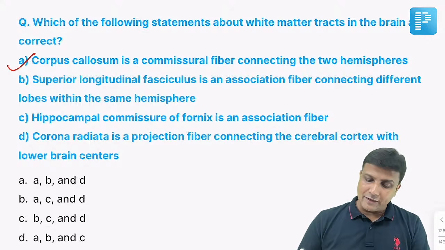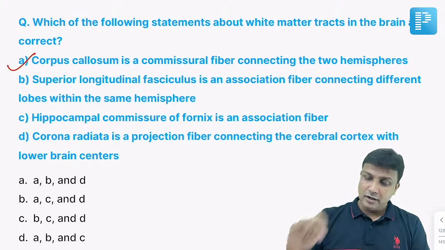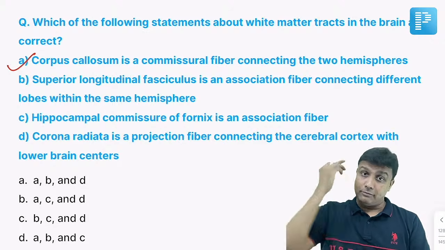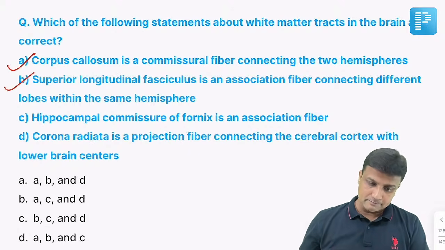Superior longitudinal fasciculus is an association fiber. Yes, it is an association fiber. It is connecting different lobes, the frontal lobe with the occipital lobe. Of course, different lobes within the same hemisphere. This is also correct. Okay.